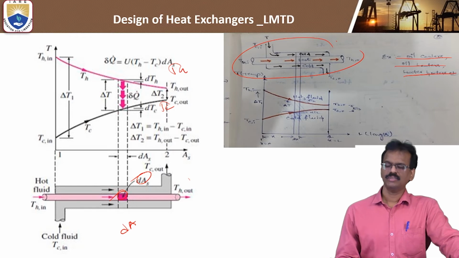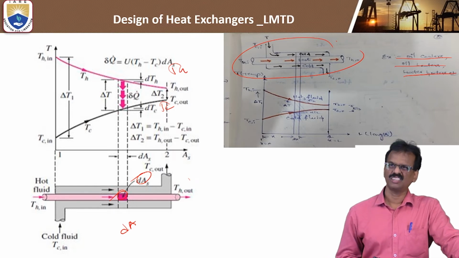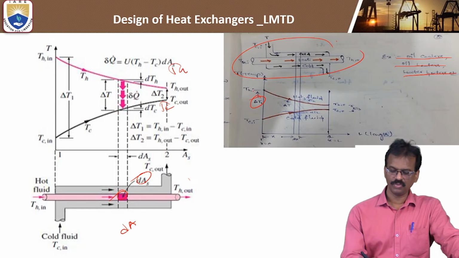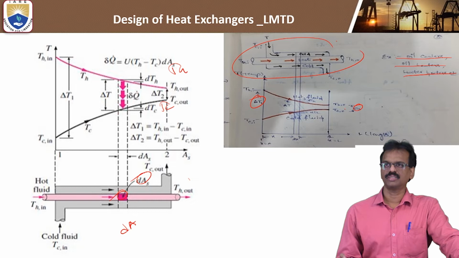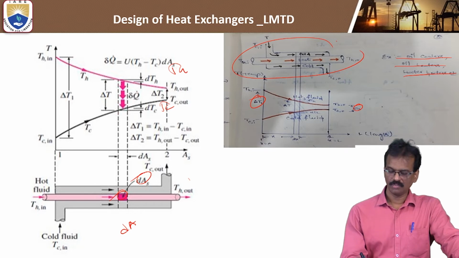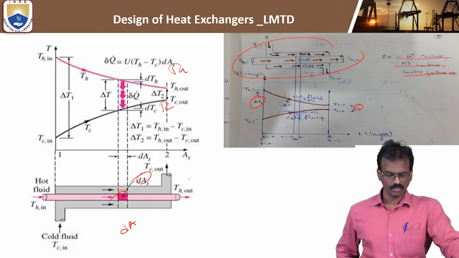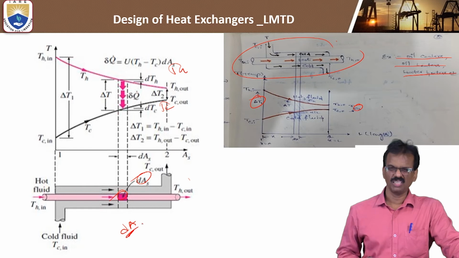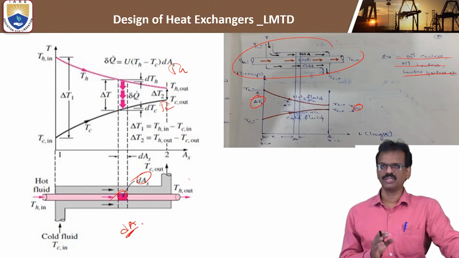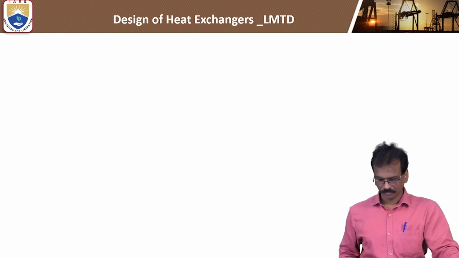parallel flow exchanger. So here you can see the graph of the parallel flow exchanger. So delta T1 shows the hot fluid and cold fluid inlet temperature difference, and delta T2 shows the outlet temperature difference. Okay, so delta T is nothing but hot fluid temperature minus cold fluid temperature. Okay, we'll see. And initially we'll take the small elemental area. So we'll derive the rate of heat transfer for the small elemental area.